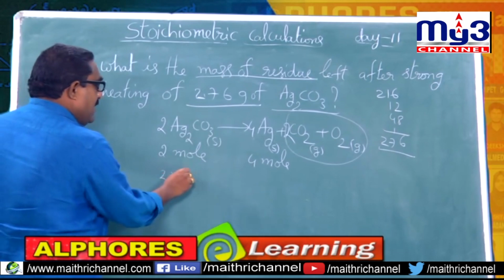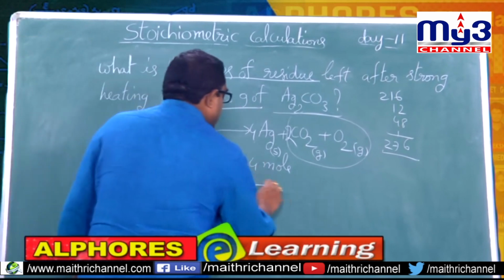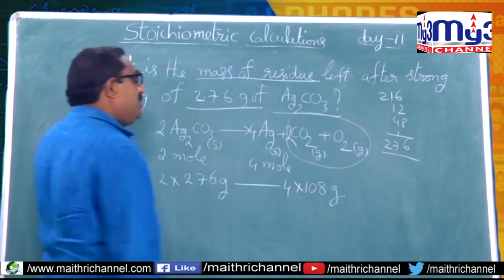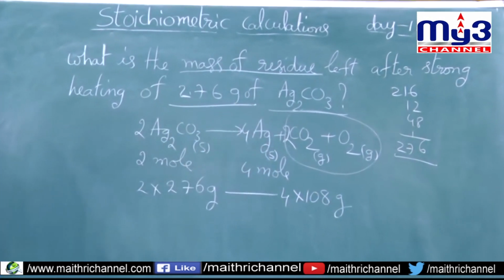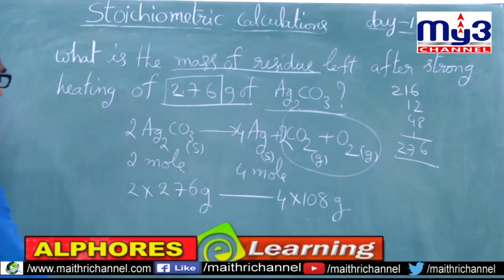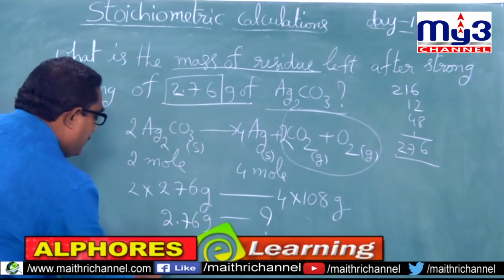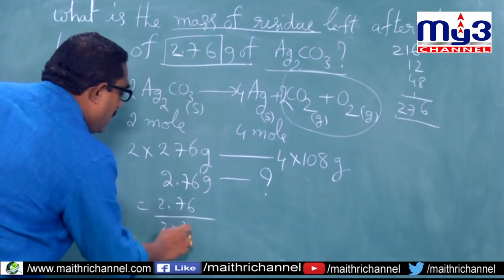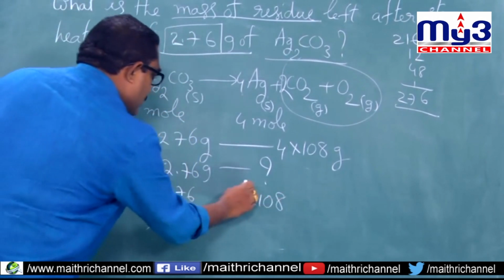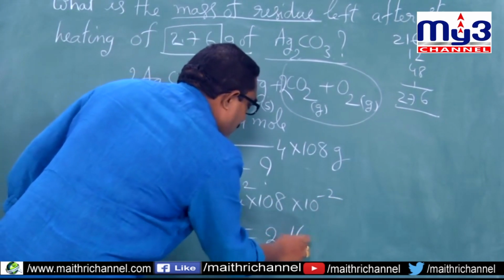So, I can write 2 into 276 grams of silver carbonate on decomposition leaves a residue of solid silver, 4 moles, means 4 into 108 grams. But this time he has given only 2.76 grams. So, if 2.76 grams is given to you, how much is left? 2.76 by 2 into 276 into 4 into 108. This is 10 power minus 2. So, our answer is 2.16 grams.